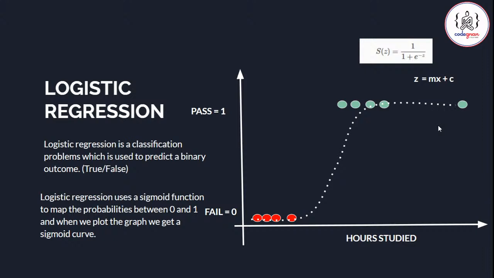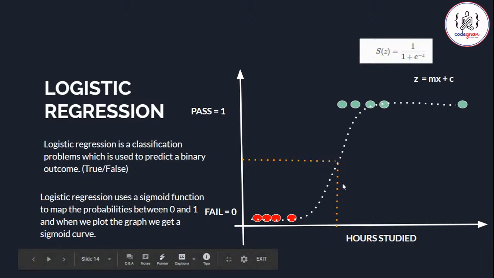Now here, if I set this threshold, let's say we have set this threshold at 0.5, right? Anything above this 0.5 is going to be considered as pass, and anything below this point is going to be considered as fail. So here it is a logistic regression where we have transformed this line into a sigmoid curve.